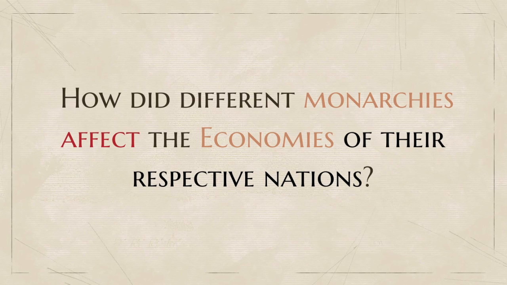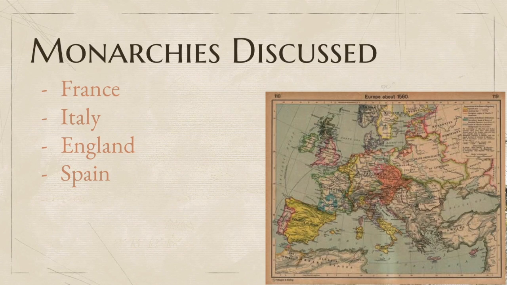Our research question was, how did different monarchies affect the economies of their respective nations? The countries that we will be discussing are France, Italy, England, and Spain. So, in the next coming slides, you will hear about all four and their different monarchies that are interconnected in their own little ways, but each had their own style and effect on their economy.